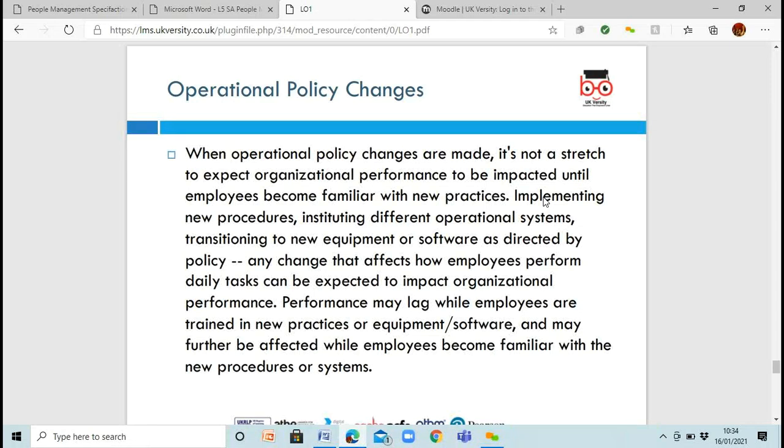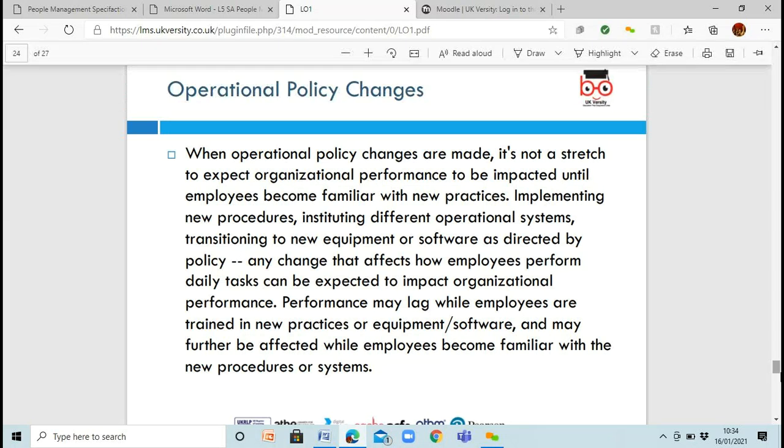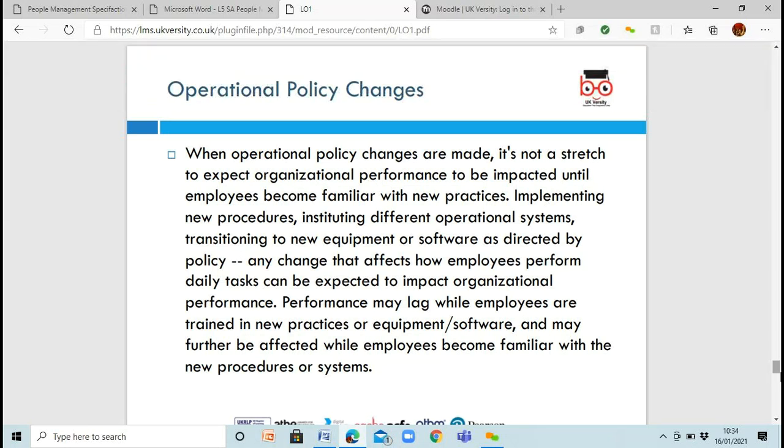So like I said earlier, when operational policy changes are made, it is not a stretch to expect organizational performance to be impacted until employees become familiar with new practices. So implementing new procedures, instituting different operational systems, transitioning to new equipment or software as directed by policy. So those are all things that are included. So any change that affects how employees perform daily tasks can be expected to impact organizational performance.